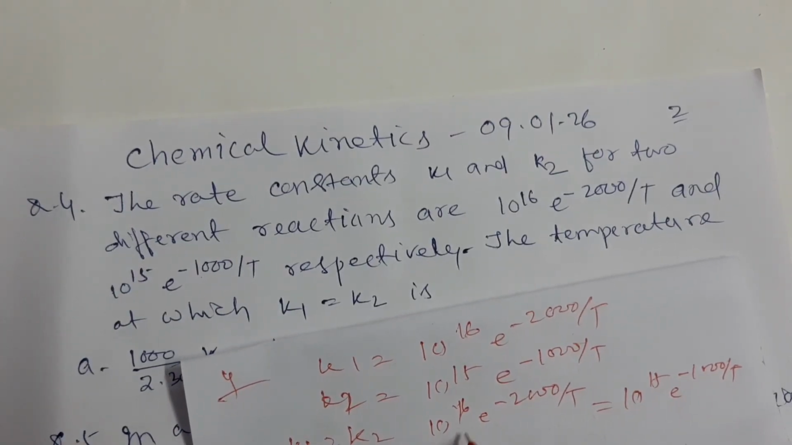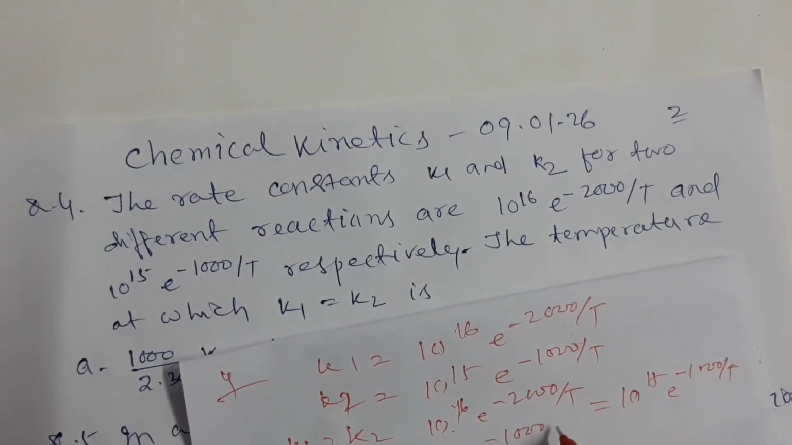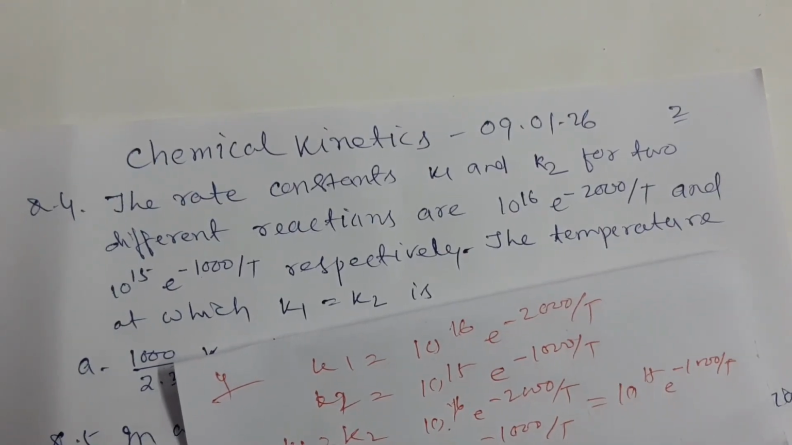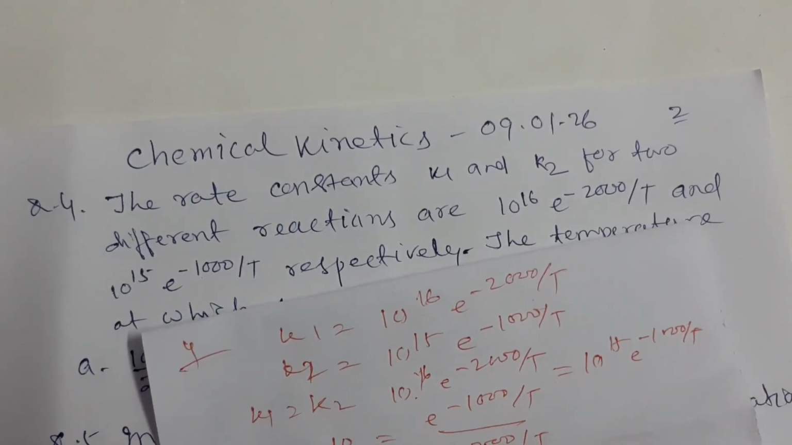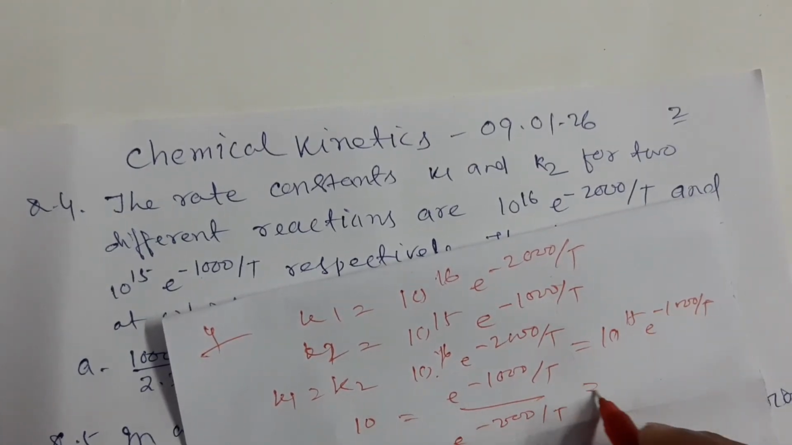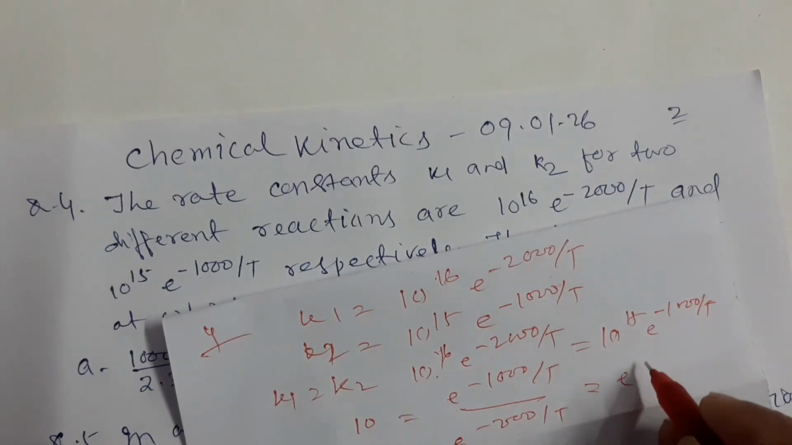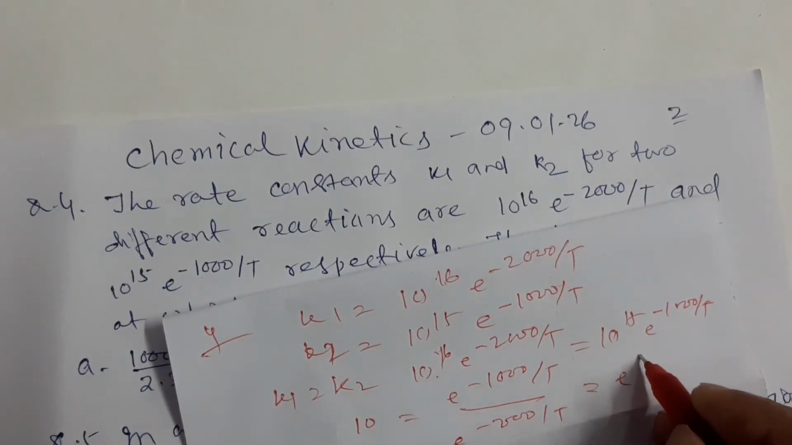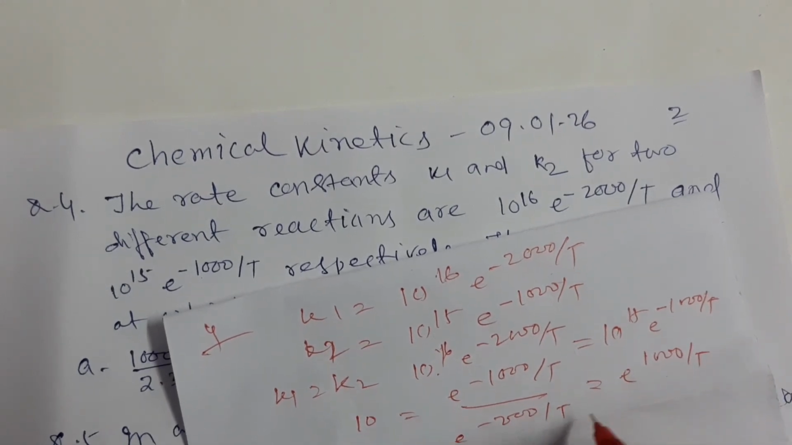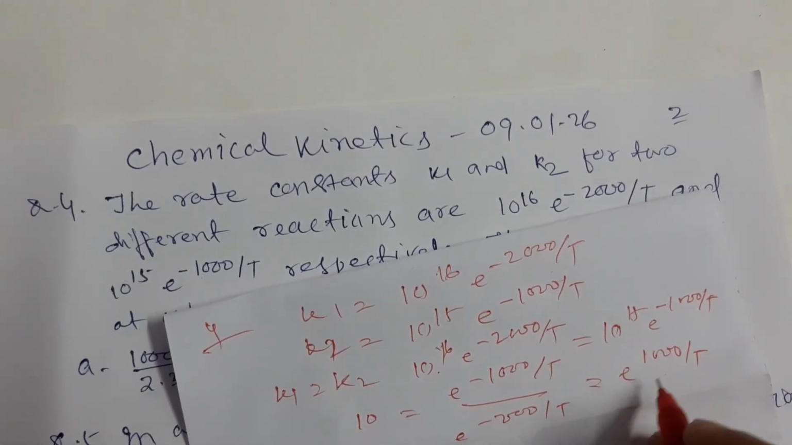10 is equal to e to the power minus 1000 by T divided by e to the power minus 2000 by T. Okay, so now what to do? By solving this, you will get e to the power 1000 by T.